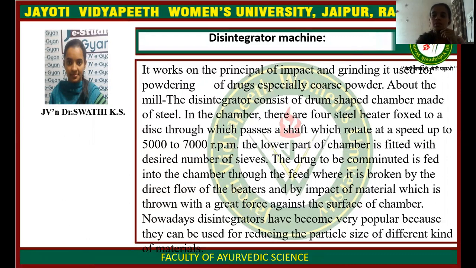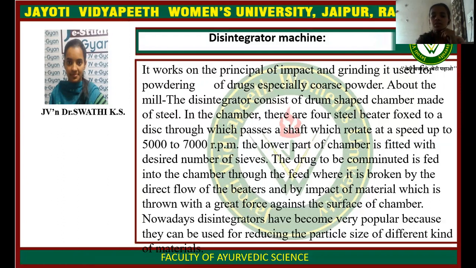Coming to the mill, the disintegrator consists of a drum-shaped chamber made of steel, and in the chamber there are four steel beaters fixed to a disc, through which passes a shaft, which rotates at a speed of 5000 to 7000 rpm. The lower part of the chamber is fitted with the desired number of sieves, and the drug to be comminuted is fed into the chamber through the feed, where it is broken by the direct blow of the beaters and by the impact of the material, which is thrown with great force against the surface of the chamber.